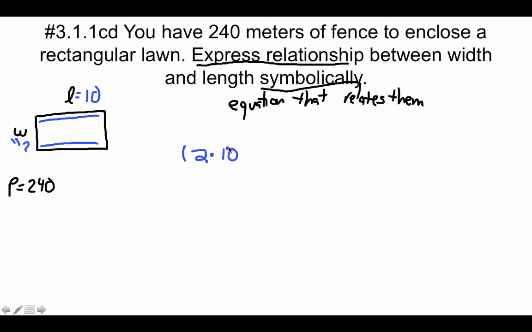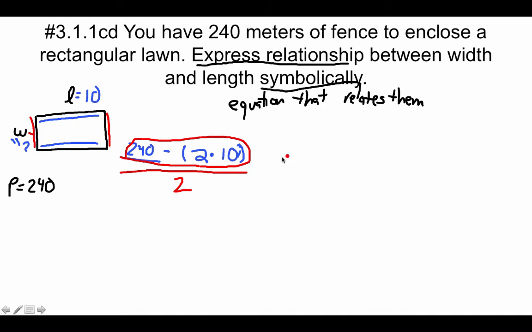I need to take this and subtract it out of 240. This now represents how much I have for both of these sides. But that doesn't tell me the width. That tells me how much 2 of the width is. So now I need to go ahead and divide by 2. And that gives me the width.